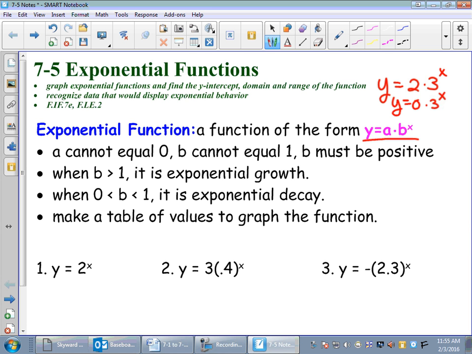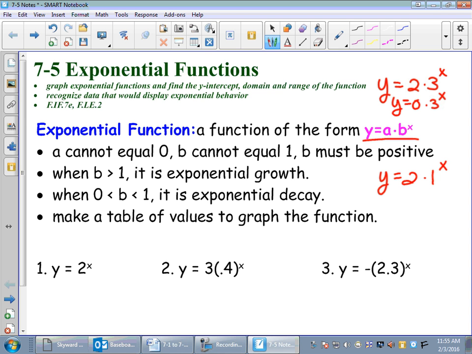The b value cannot equal 1. That's boring. Let me show you. If you had y is equal to 2 times 1 to the x, well, 1 to the second power is 1 times 1, which is 1. Times it by 2, you get 2. If x was 5, we'd multiply 1 times 1 times 1 times 1 times 1, which is 1, times it by 2, and you get 2. So everything would be just 2 every single time. Boring. Not an exponential function.